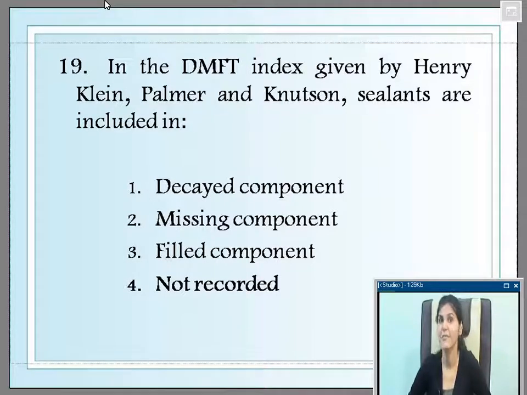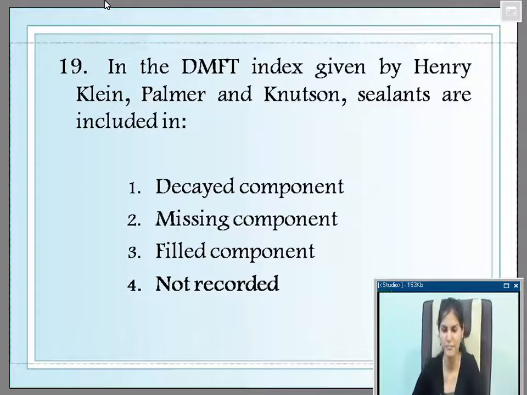So sealants are a preventive type of restoration or preventive type of filling. So they are not placed in any carious teeth. Hence, they do not come under F and they are not recorded. However, you must understand that the WHO has come out with a dentition status index, and in that index, sealants that are a preventive type of filling come under the criteria P. P stands for preventive restoration.